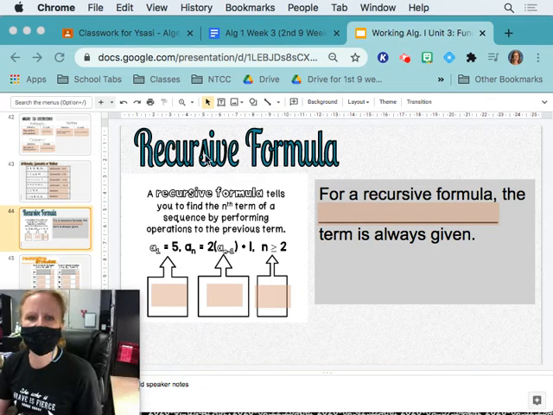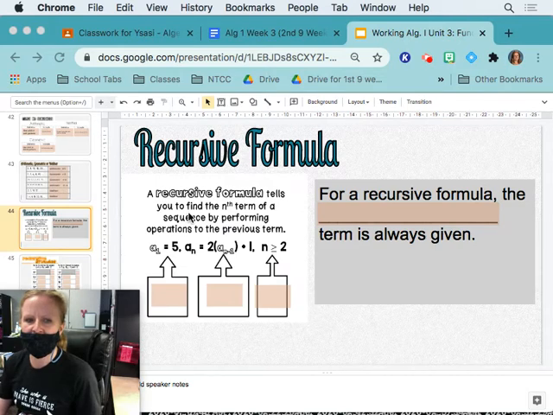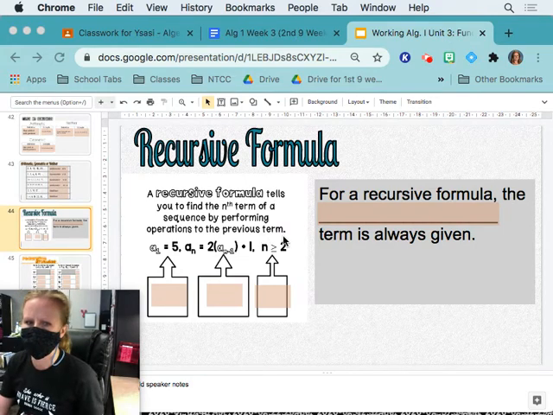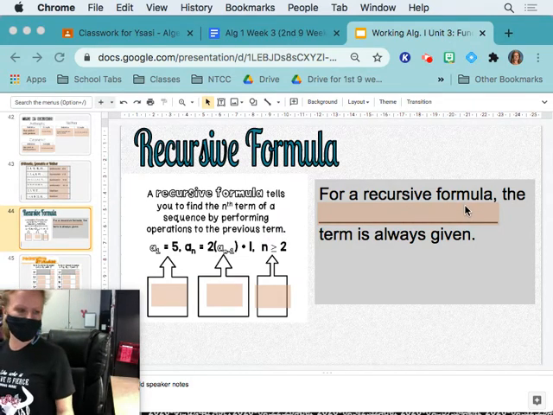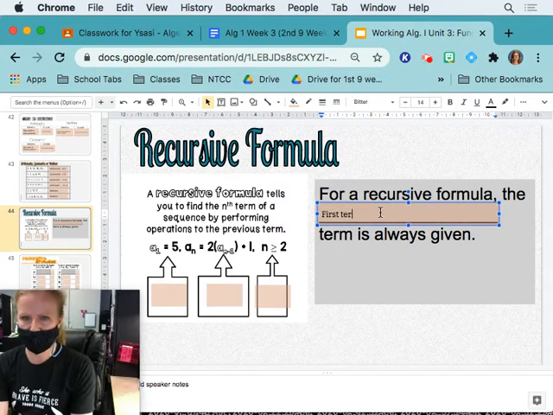Okay, slide 44 is about the recursive formula. A recursive formula tells you to find the nth term of the sequence by performing operations to the previous term. For a recursive formula, the first term is always given.